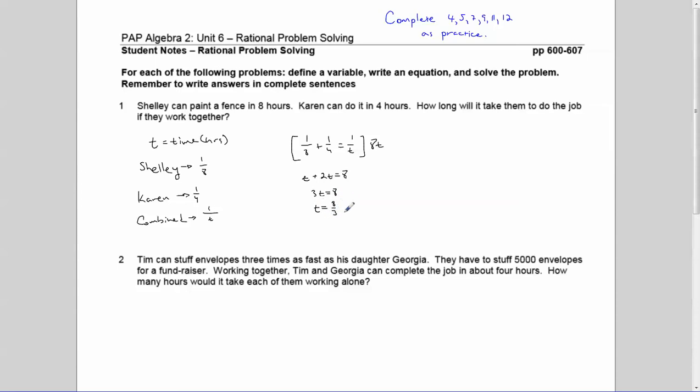So for our final answer, 8/3 doesn't make a lot of sense when we're talking about the time to paint a fence, so we will change that to a mixed number. So it will take them 2 2/3 hours to paint the fence together. Okay, there's your final answer.